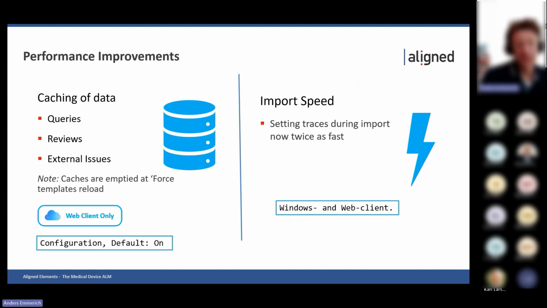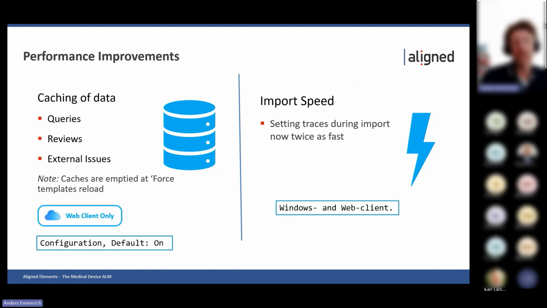Now, a big thing has also been working on performance. So there are a lot of caching opportunities now available in version 3.1. Queries I already mentioned. Review, since we're building complex HTML content there from Word, is also being cached. And with the query cache, we're also caching data for an external issue management system. So if you loaded 1,000 items from Jira and you load them again in 2 minutes, they're already there.